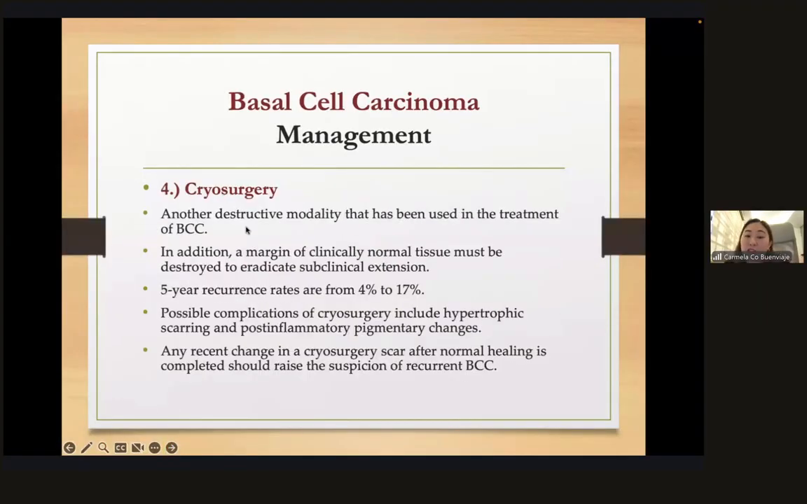Next would be cryosurgery. So just like electrodesiccation and curettage, this is another destructive modality that can be used in the treatment.